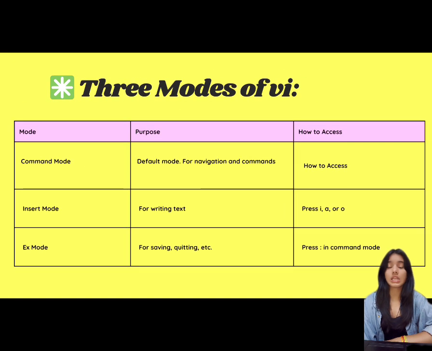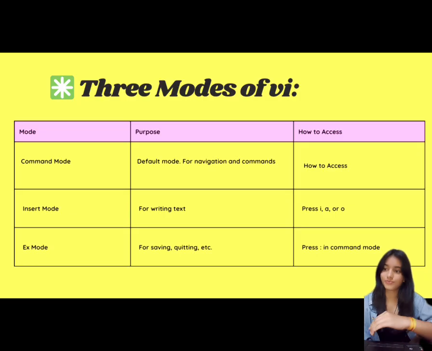So basically, the VI editor works in three main modes: command mode, insert mode, and X mode. Command mode is where you navigate and run commands, insert mode is where you actually write your text, and X mode is used for saving, quitting, and other file operations. You start in command mode by default, press I, A, or O to switch to insert mode, and then press colon to enter X mode.